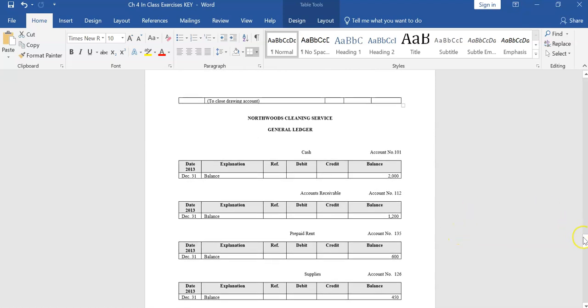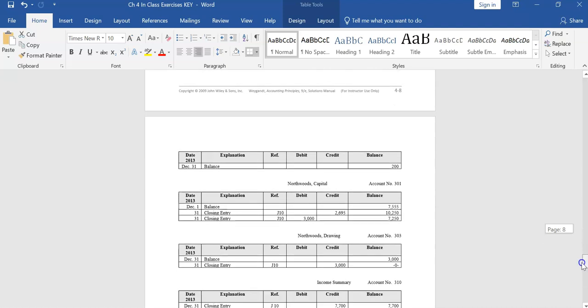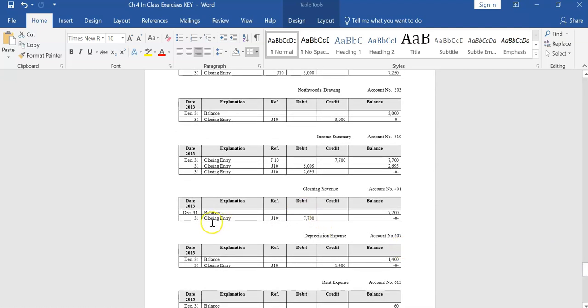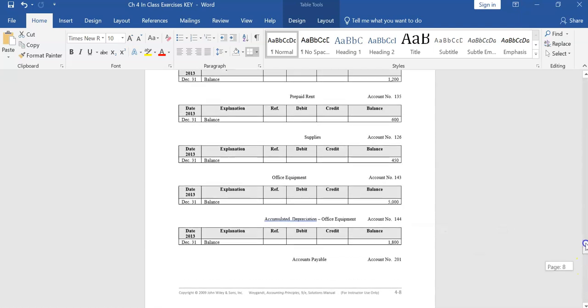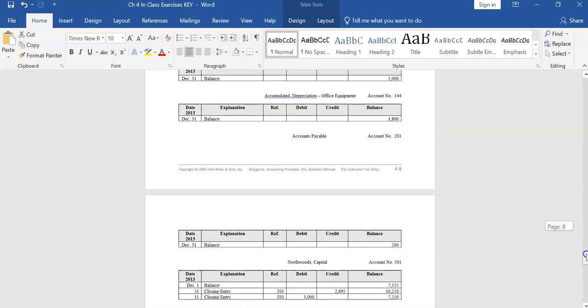We post those closing entries to the general ledger. We will debit the revenue account for $7,700. Going down here, we find the revenue account. Balance before closing, closing entry, leaving it with a 0 balance. Take the post reference back up to our general journal. Then we credit income summary for $7,700.